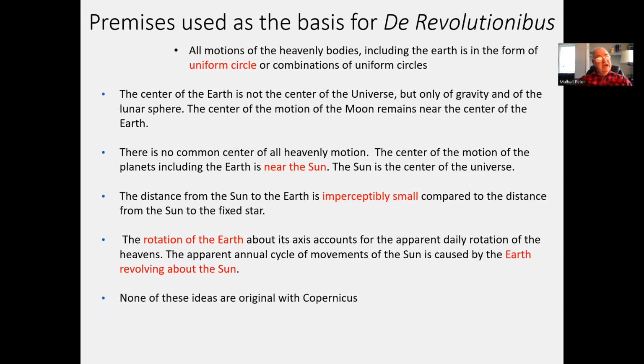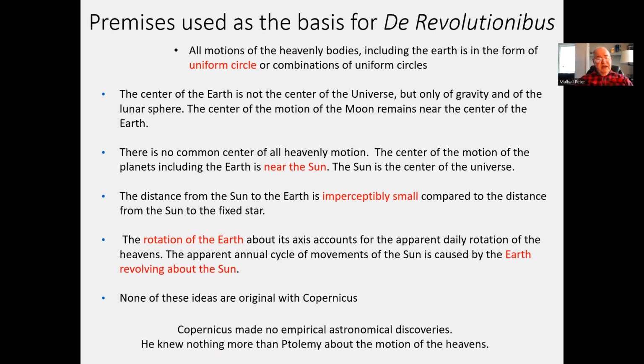None of these ideas, guys, are original with Copernicus. All these ideas come from classical Greek astronomers and philosophers. Nothing here is original. Not even this business about the Earth's distance to the sun being imperceptibly small compared to the distance out to the stars. Aristarchus made that very clear, that if you're going to have a heliocentric system, you need this assumption. And we'll see why in a minute.